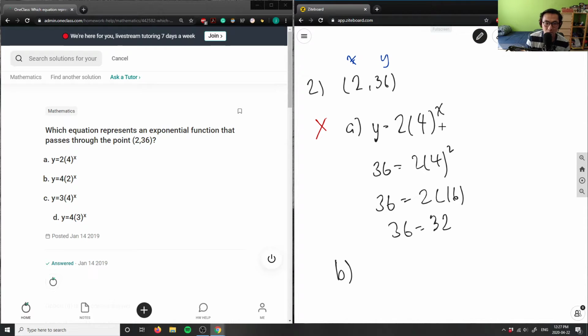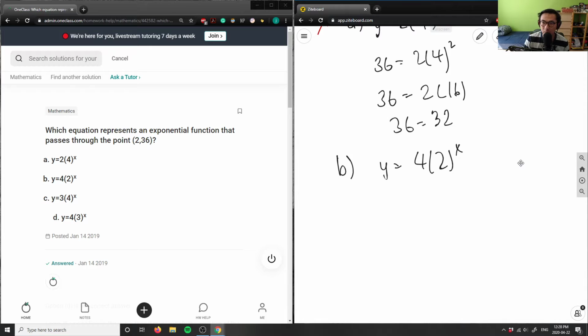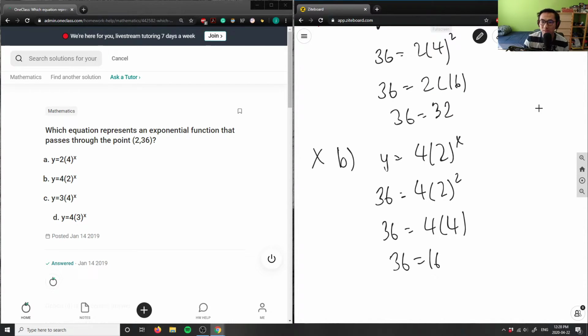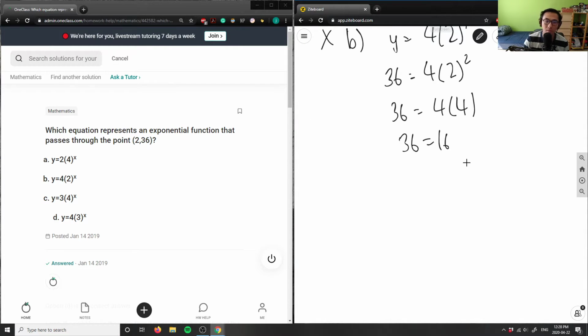For B, I have y equals 4 times 2 to the power of x. Again, my points are 2 and 36, right? So 36 is my y value, and 2 is my x value. I have 36 equals 4 times 2 squared, which is 4, so 36 equals 16. This is also wrong. I need 36 equals 36, right? So this is wrong. Let me look at C here.